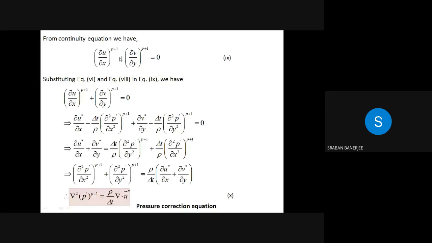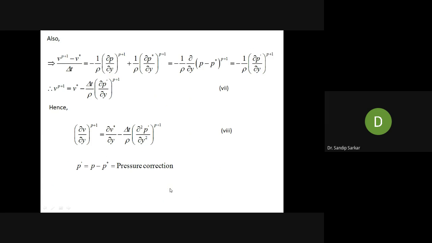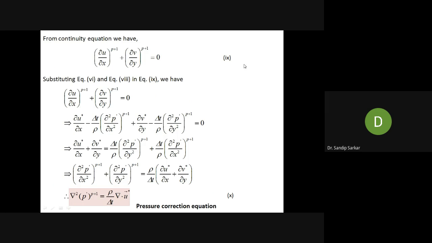Okay. So can you understand this equation, the continuity equation? Is that clear? Continuity equation is clear to everybody? Yes, sir. What we are doing is substituting del u star by del x from equation number 6, del u del x at p plus 1, and del v del y at p plus 1 from equation number 8, into equation number 9. So we are writing del u del x at p plus 1 as this from equation number 6, and del v del y at p plus 1 as this from equation number 8. That we have already obtained. Is that clear?